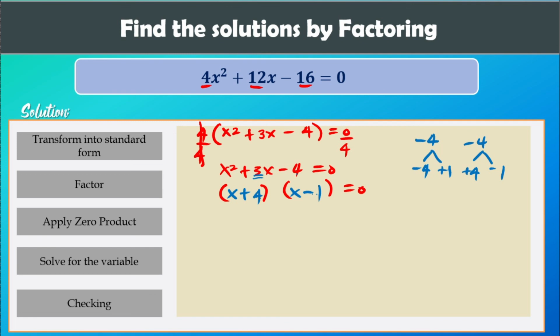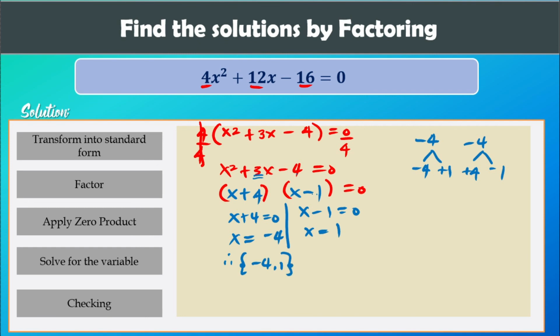Apply natin directly yung zero product property. So, x plus 4 equals 0. X minus 1 equals 0. Okay, magiging x. Diretso ko na ha. Transpose ko na lang. X equals negative 4. Dito naman, x equals negative yan. Pag transpose doon, positive na. Okay. Therefore, the solution set are negative 4 and positive 1.